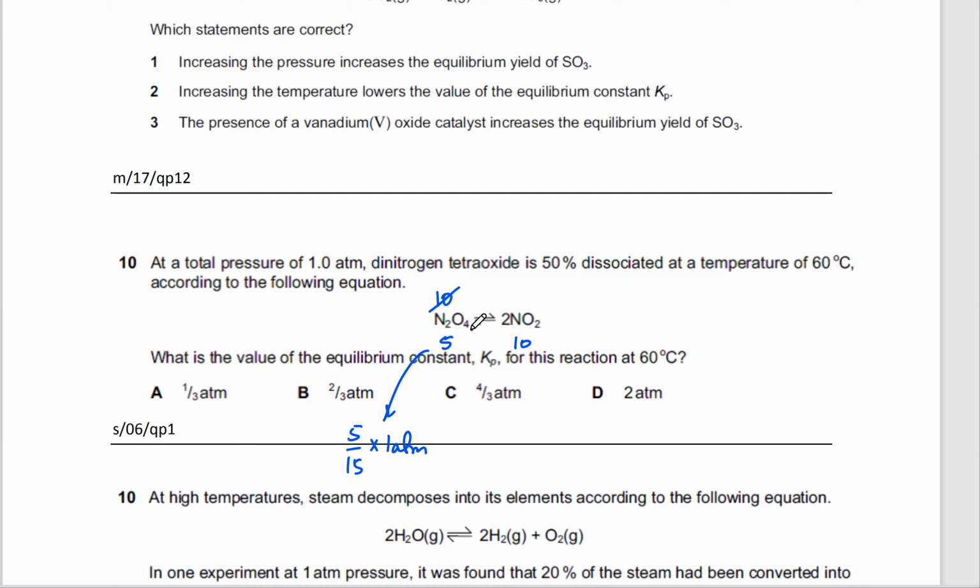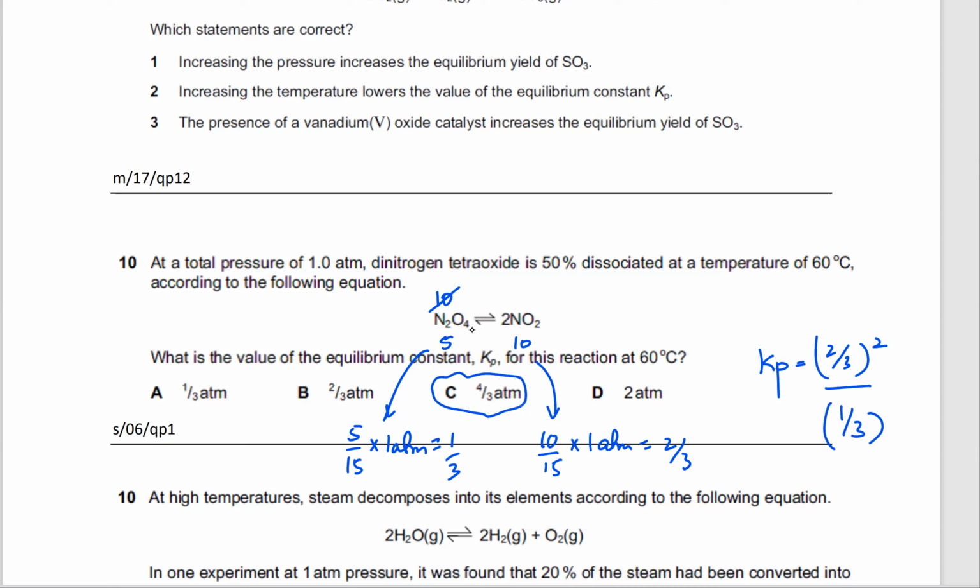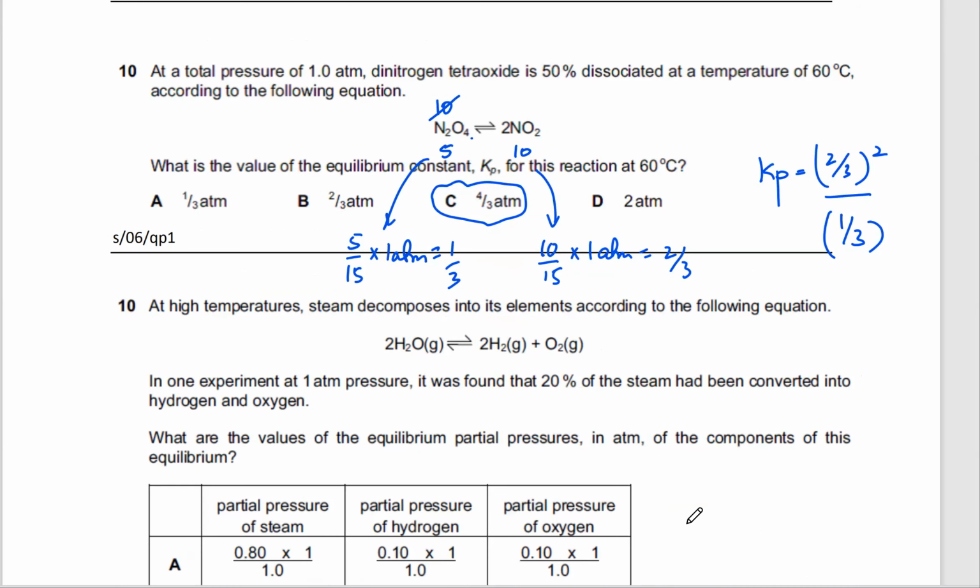Yep, it's clear. And the other side, that's going to be 10/15 into 1 atmosphere. So it's basically 1/3 and 2/3. And Kp would be product squared, so it's 2/3 squared divided by 1/3. So you're going to get 4/3. TK, is this clear? Yep, it's clear. So let's come to the next one.